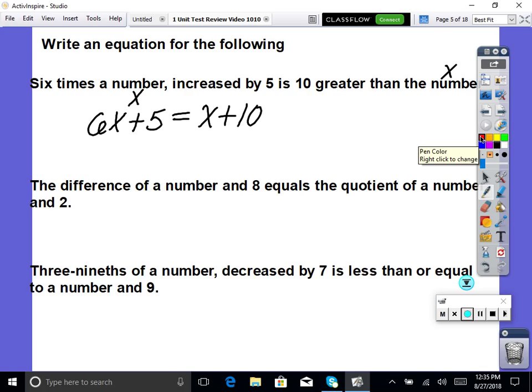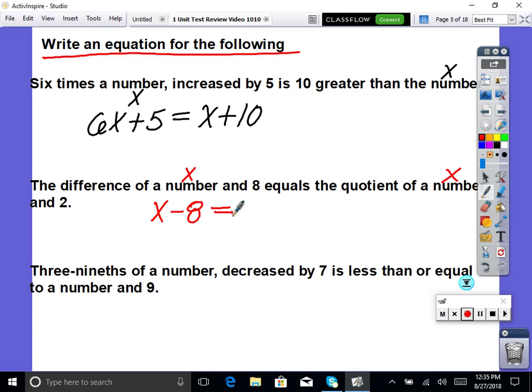However, if you read the instructions, it says write an equation. So we've done that, so we could stop, because it didn't tell us to solve. If it did tell us to solve, we'd now solve for x. So it says the difference of a number, we don't know the number, and 8 equals the quotient of a number and 2. So the difference of a number and 8, so x minus 8 equals the quotient of a number and 2. So x over 2, because quotient means division. It did say just write an equation, so we've done that, so we can stop.